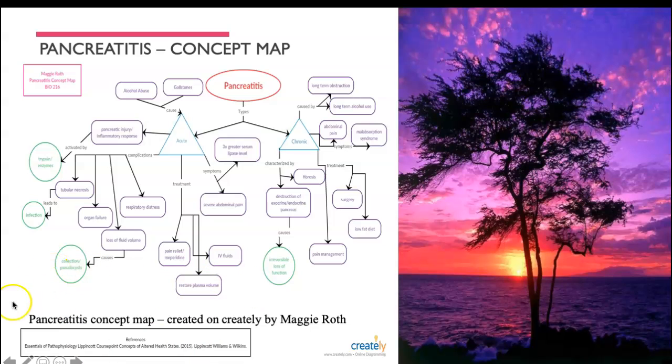Now, this is not a concept map that I made. I have to give credit.